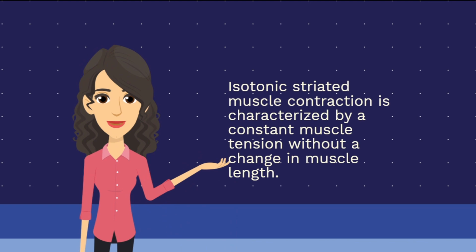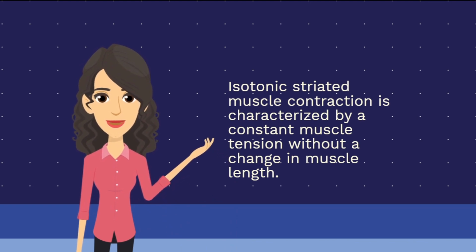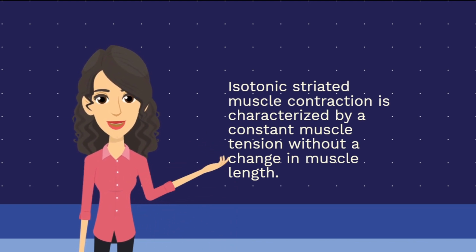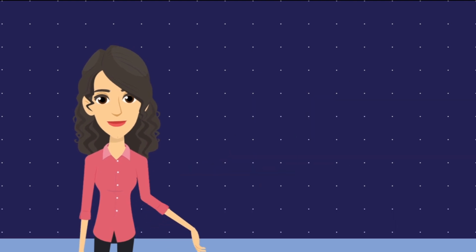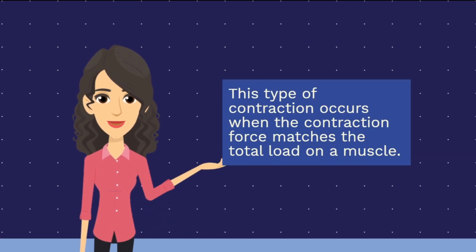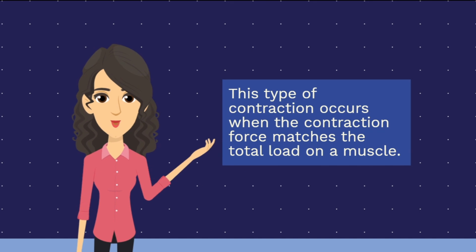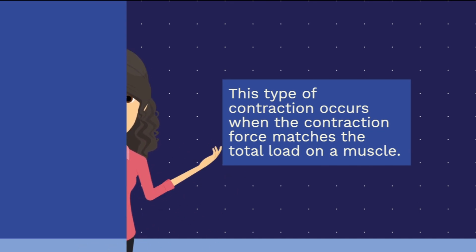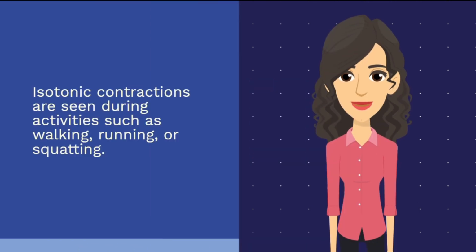Isotonic striated muscle contraction is characterized by a constant muscle tension without a change in muscle length. This type of contraction occurs when the contraction force matches the total load on a muscle. Isotonic contractions are seen during activities such as walking, running, or squatting.